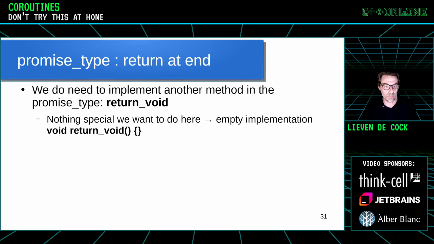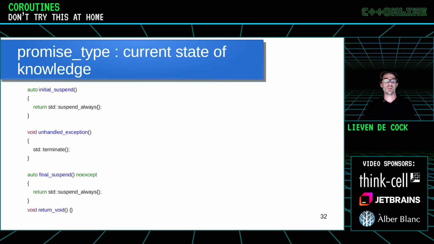Open brace, close brace. So current state of our knowledge of the promise type, we have configured what it should do at startup, at the end. If something goes terribly wrong, an exception is thrown, and we are not returning anything at the end, so I'm telling you.